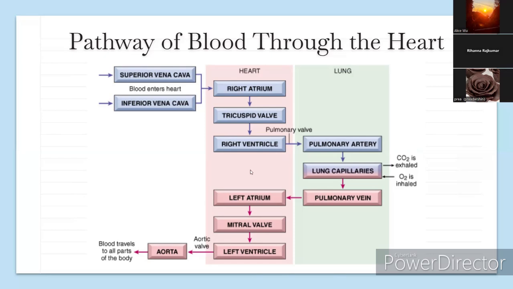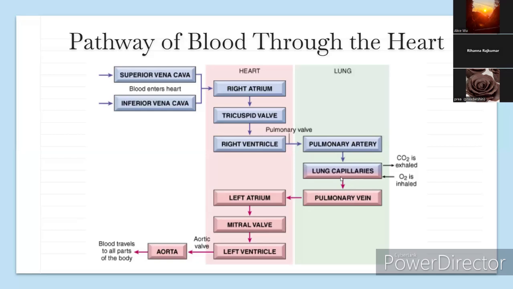Then it's going to go through the pulmonary valve from the right ventricle to the pulmonary artery in the lungs. And this is going to go to the lung capillaries where we see oxygen exchange happening. So CO2 is exhaled and oxygen is inhaled. And then this is where the blood becomes oxygenated.